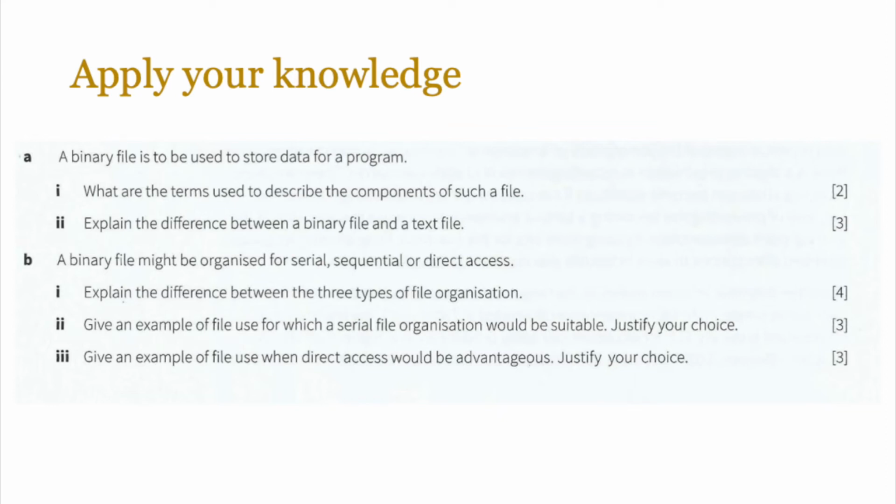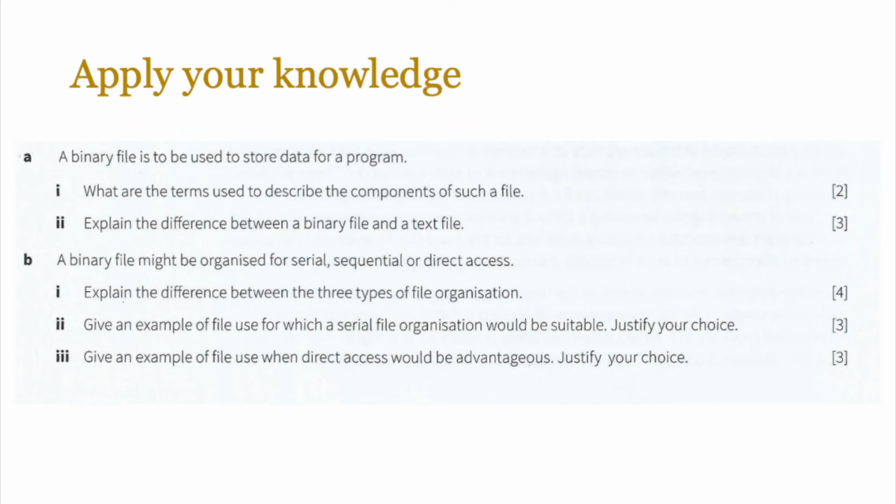So I think the first one should be pretty straightforward. Terms used, machine readable, contains binary data, things like that. Difference between binary file and text file, again, should be pretty straightforward. Text files use some kind of encoding mechanisms. They're more human readable, bigger file sizes, those kind of things, whereas a binary file is machine readable, small in size. Now, a binary file might be organized for serial, sequential, or direct access.